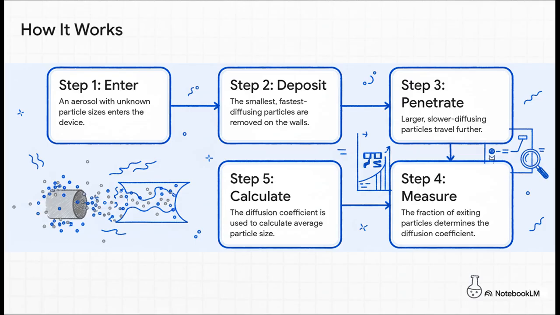You flow your aerosol through a whole series of screens or tubes. The tiniest, fastest diffusing particles crash into the walls and get removed almost immediately. The slightly bigger particles make it a bit further before they get stuck. So by simply measuring what percentage of particles make it all the way to the end, you can work backwards, figure out their diffusion coefficient, and from that, calculate their exact size.